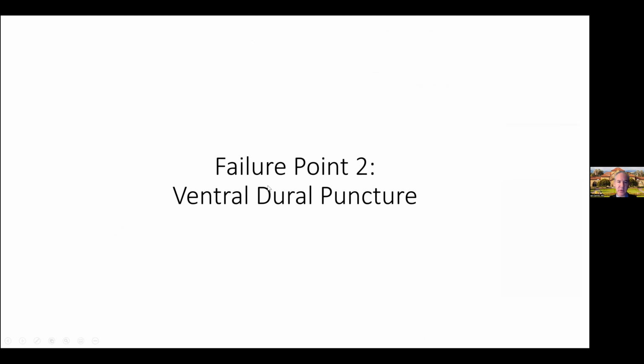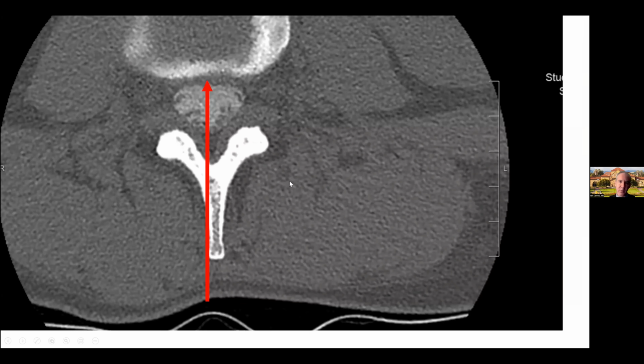What's failure point two? Failure point two is a ventral dural puncture. So that same woman who had her lumbar puncture 10 years ago, when you looked at the laterals, it looked to me like maybe that needle got to the ventral dura. What I was worried about was that the needle had come in from the back, penetrated the dorsal dura, the back part of the dura here, gone through the bag, and then put a hole in the front surface. And why is that important?